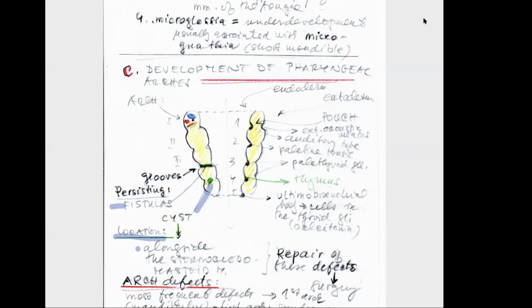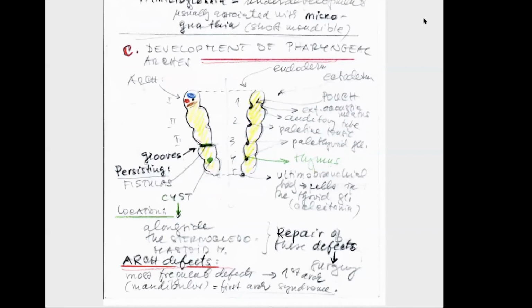The fistulas and cysts are found on the lateral or on the central median part of the neck. And we are at the end. Of course, the repair of these defects is fully in the hands of the surgeon. Usual defects are more complicated, like syndromes, and they can affect the first arch, second arch. That's why we call it first arch syndrome, which has so many symptoms.